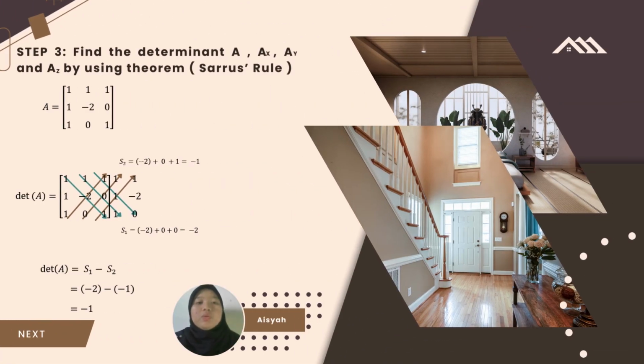0, 1, 0, 1. Next, in step 3, we use the Sarrus rule to get determinant A, AX, AY, and AZ. We copy the matrix and we write the first two columns on the right side of the matrix to get the following in order to calculate the determinant A.